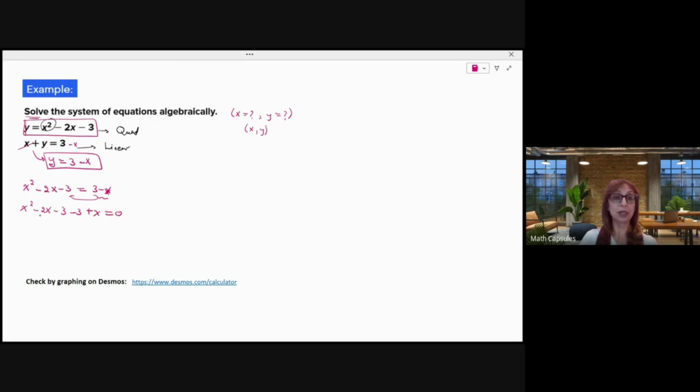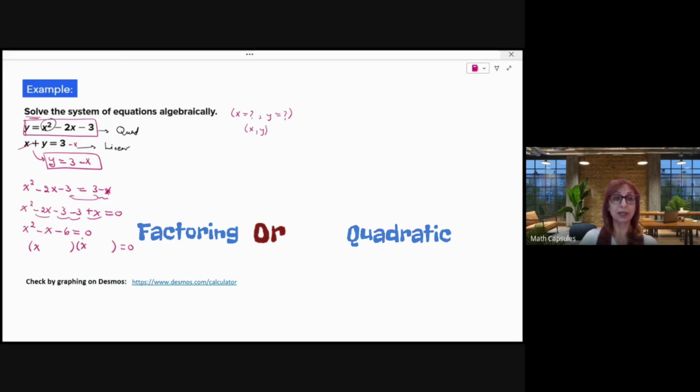Now this is the quadratic function. Let us combine the like terms. I have negative 2x plus x, it's negative x, and negative 3 minus 3 is minus 6, equals 0. Now I can solve it by factoring as x and x. The last term is negative, so the signs are plus and minus, and the two numbers times each other give 6, and added to each other give negative 1. This will be plus 2 and minus 3.